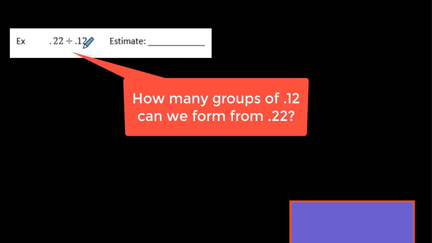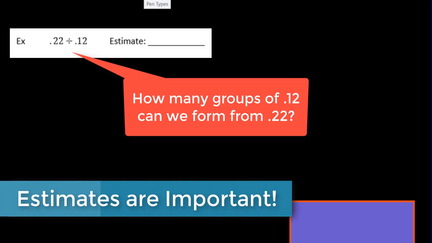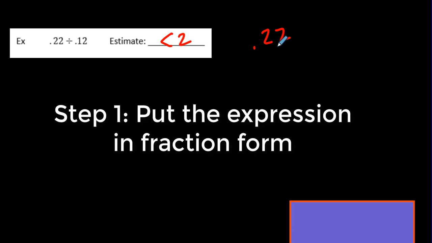So, for example, here we have 2 decimals right here. This is asking us how many groups of 0.12 we can make out of 0.22. We know that 0.24 is double 0.12, so our estimate should be a little bit less than 2. So again, we're going to do the same process, 0.22 divided by 0.12.